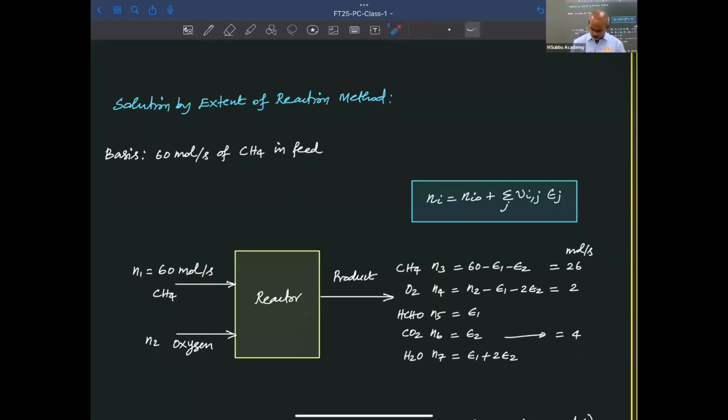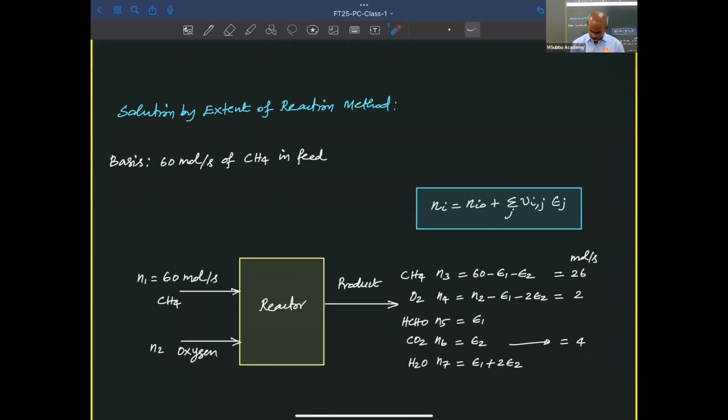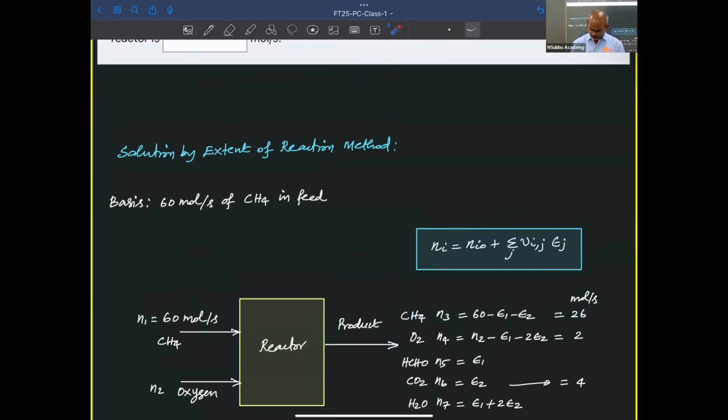Now we'll write this equation for component methane in the product, which we take as N3. This is simply N of CH4 in the product and N of CH4 initially. How much CH4 is there initially? We are given that data: 16 moles are initially available. And how are we getting this? It is the summation of nu i,j multiplied by the extent of the j-th reaction, where nu i,j is the stoichiometric coefficient of component i in the j-th reaction.